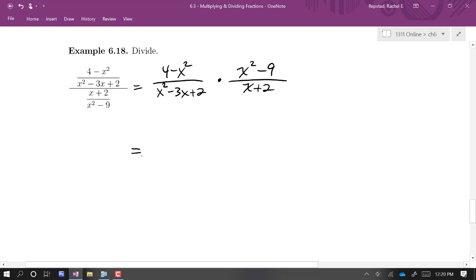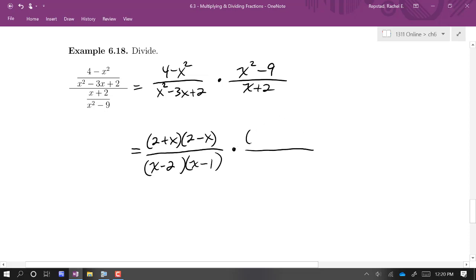Now I'm going to just factor everything that I can. Up top here, in the first fraction, that's a difference of squares: 2 plus x times 2 minus x. In the bottom, we can unfoil that, and that's x minus 2, x minus 1. In the second fraction, we have another difference of squares up top, so that's x plus 3, x minus 3. In the bottom, we've got x plus 2.